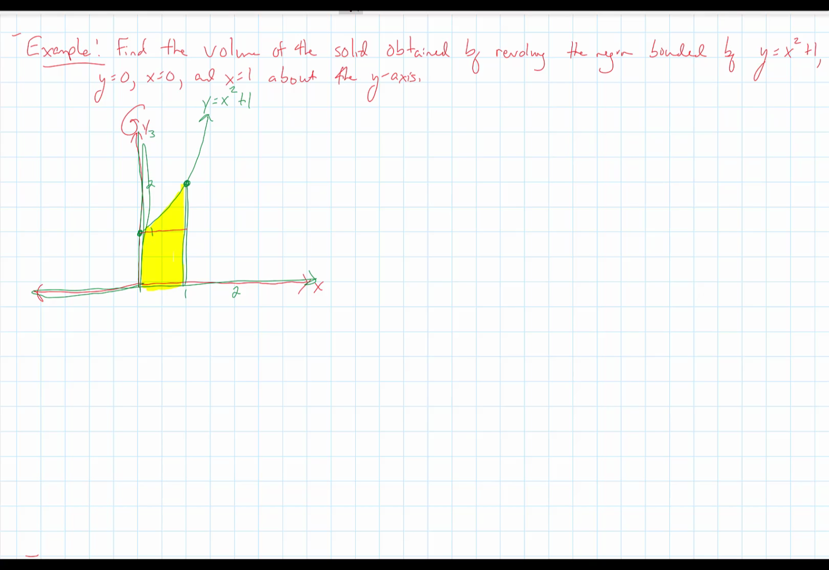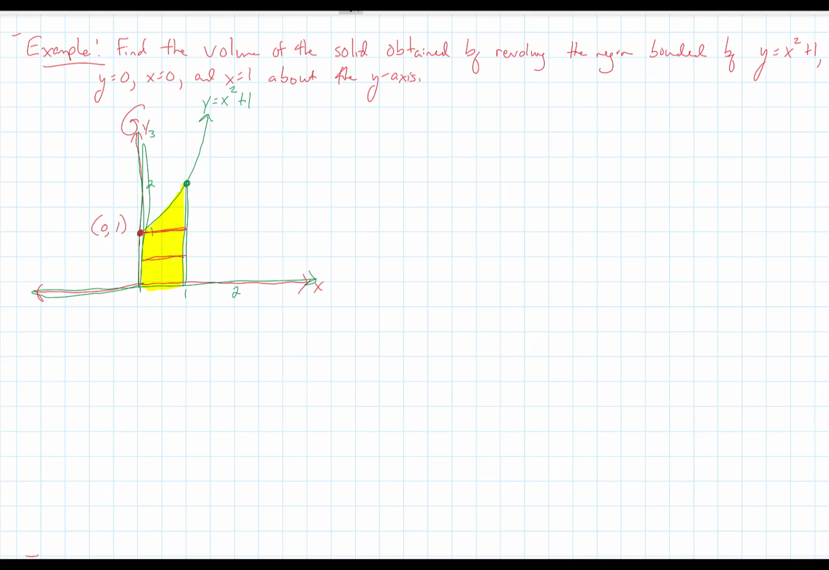We have our functions changing, right? If we look at this point of intersection, 0, 1, then our radii are changing. We have a disk down here, but then we have just a washer up here at the top part. And so that means we're going to have to do two separate integrals.